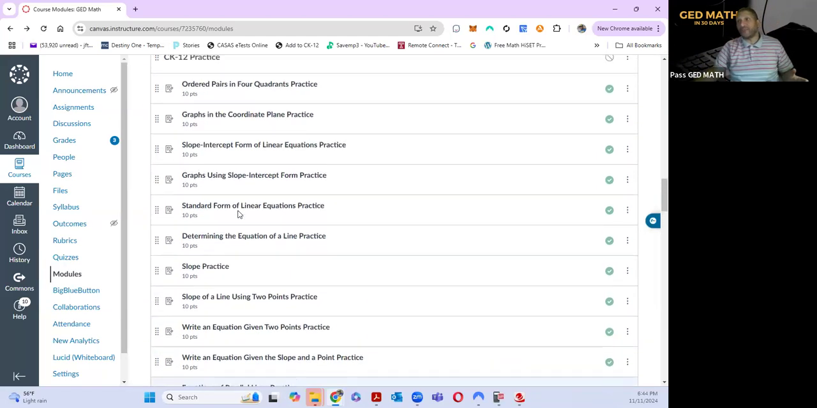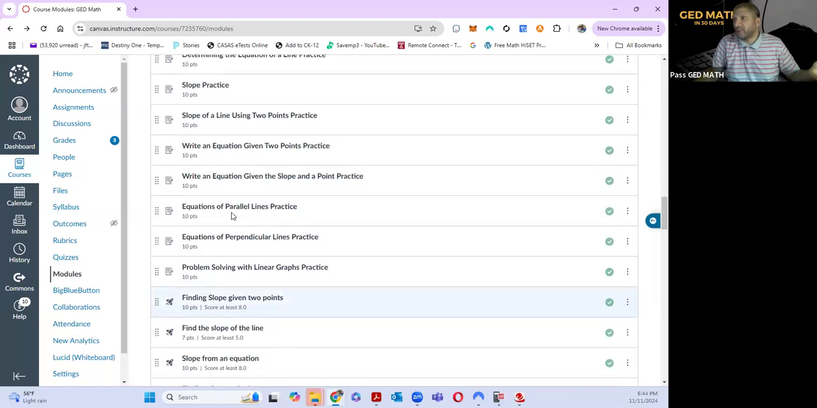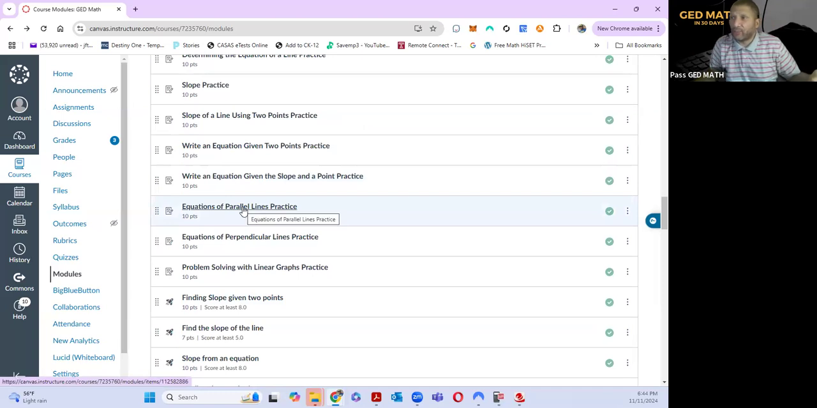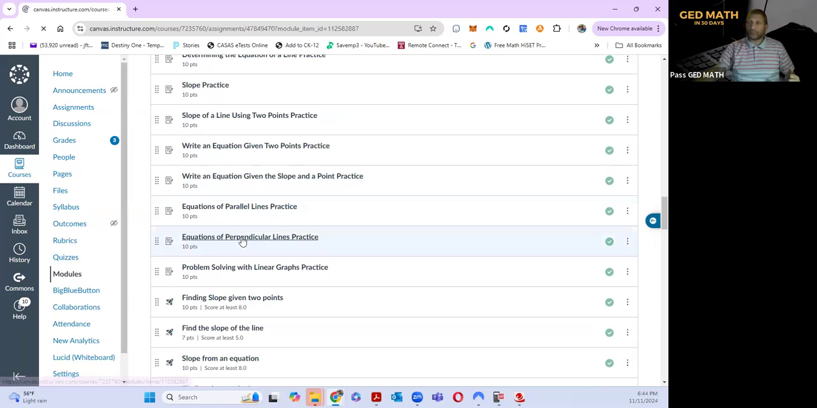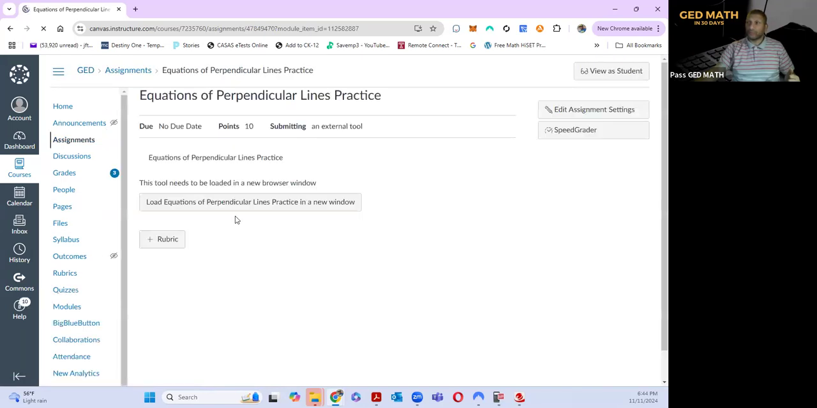So the CK12 is a lovely question. Is it lovely? So if I wanted to say parallel and perpendicular lines, where are you? Equations of parallel lines practice, equations of perpendicular lines. I could go here. I can load up the assessment.